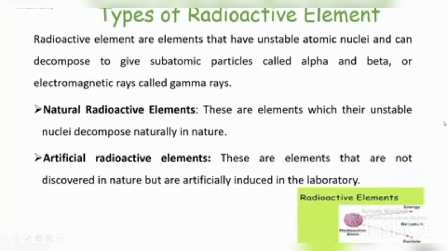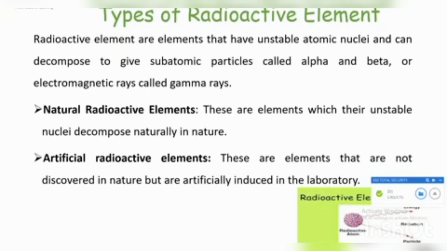Natural radioactive elements. These are elements whose unstable nuclei decompose naturally in nature. Also, we have artificial radioactive elements. These are elements that are not discovered in nature but are artificially produced in the laboratory. Do you understand? We have natural radioactive elements and we also have artificial radioactive elements. These are the two types of radioactive elements, right? And we say radioactive elements can be natural or artificial.